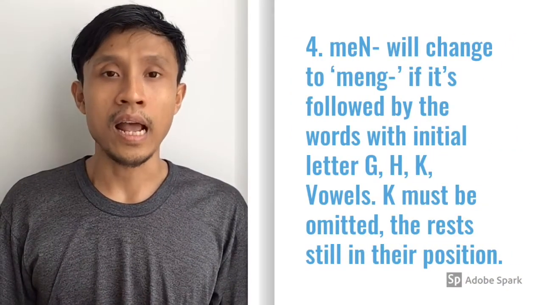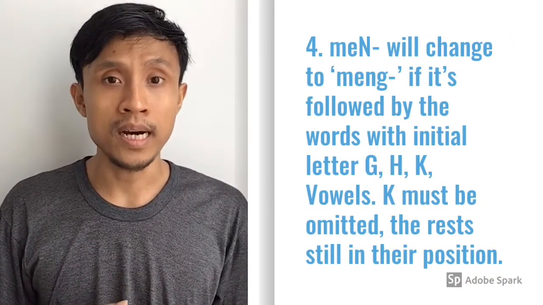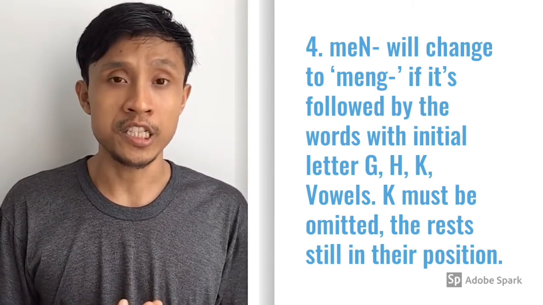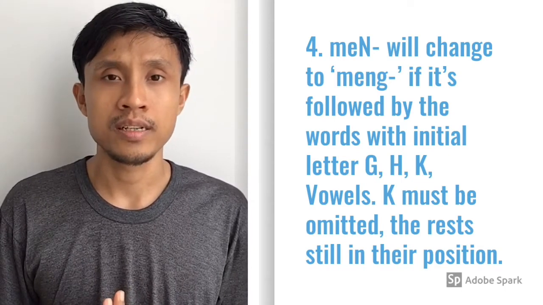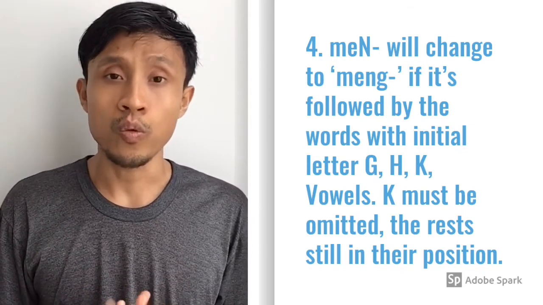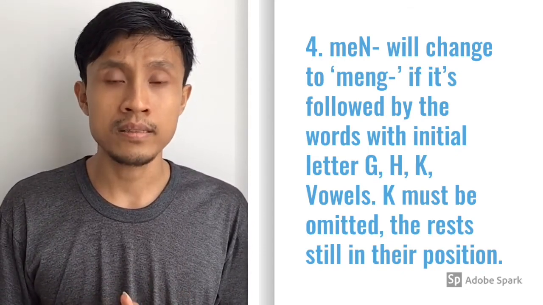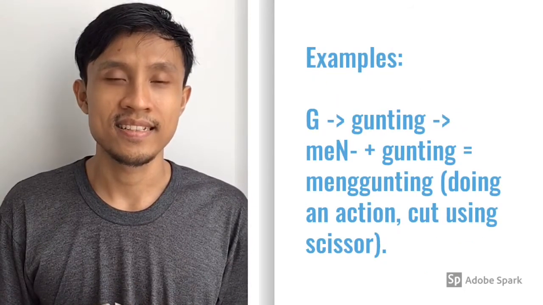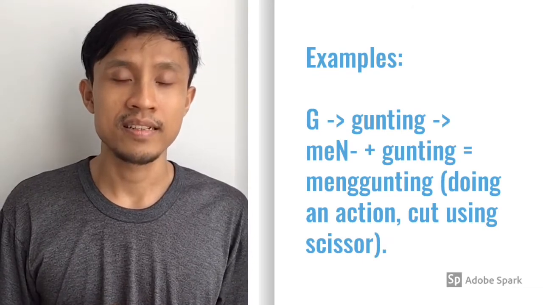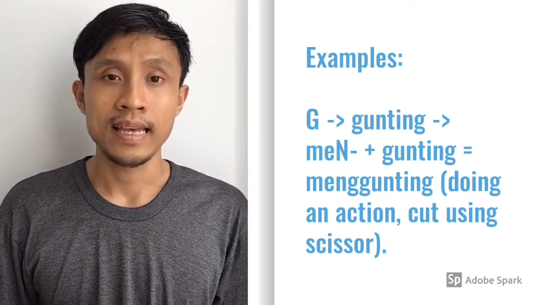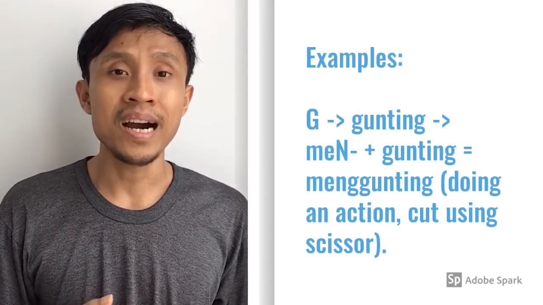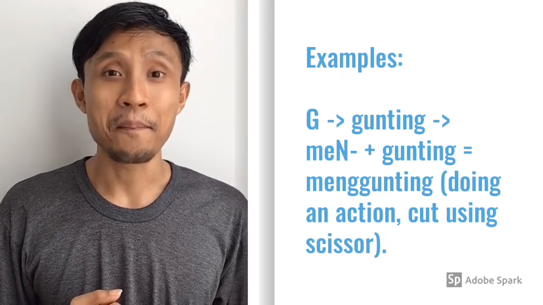Rule number 4: me changes to meng when it's followed by the words with the initial letter G, H, K, and vowels. K will be omitted while the rest will stay. For example, G, gunting, then we put prefix me before the word, becoming menggunting.